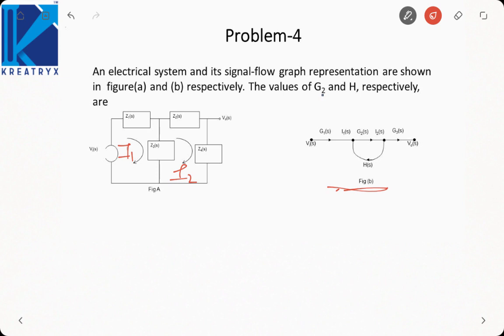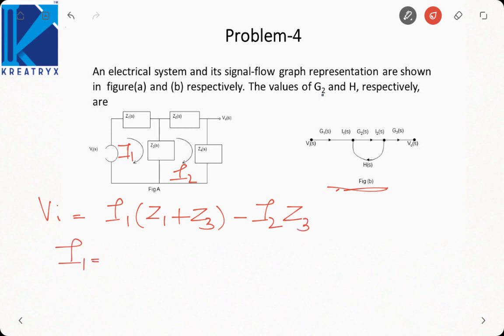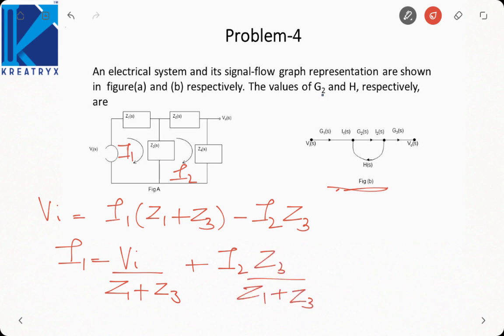So if I apply KVL, Vi is equal to I1 into Z1 plus Z3, minus I2 into Z3. So here I can write I1 is equal to Vi divided by Z1 plus Z3, plus I2 into Z3 by Z1 plus Z3. This would be my first equation.